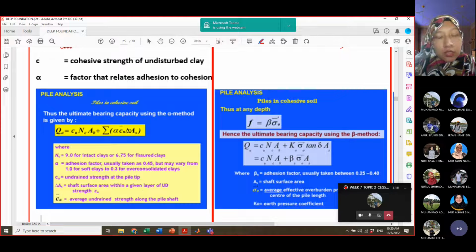So yang tu yang kita akan perhatikan lah, yang mana bila you nak calculate untuk QS ni, kita akan ambil average CU, average undrained coefficient.